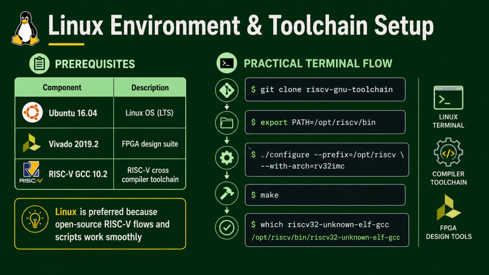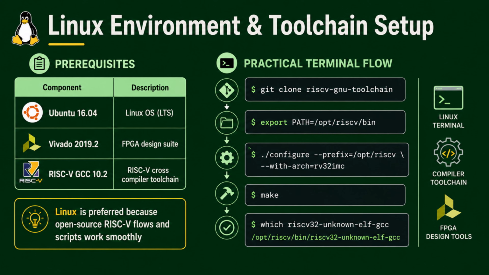The third component is the RISC-V cross-compiler. This is important because the computer running Ubuntu is normally an x86 machine, while the target processor inside the FPGA is RISC-V. Therefore, we need a cross-compiler that runs on the computer but generates machine code for the RISC-V processor. The GNU toolchain repository is cloned, its required packages are installed, and the compiler is configured for RV32IMC. The installation prefix used in the project is /opt/RISC-V. So /opt/RISC-V/bin is also added to the system path. The important configuration command specifies the architecture as RV32IMC.